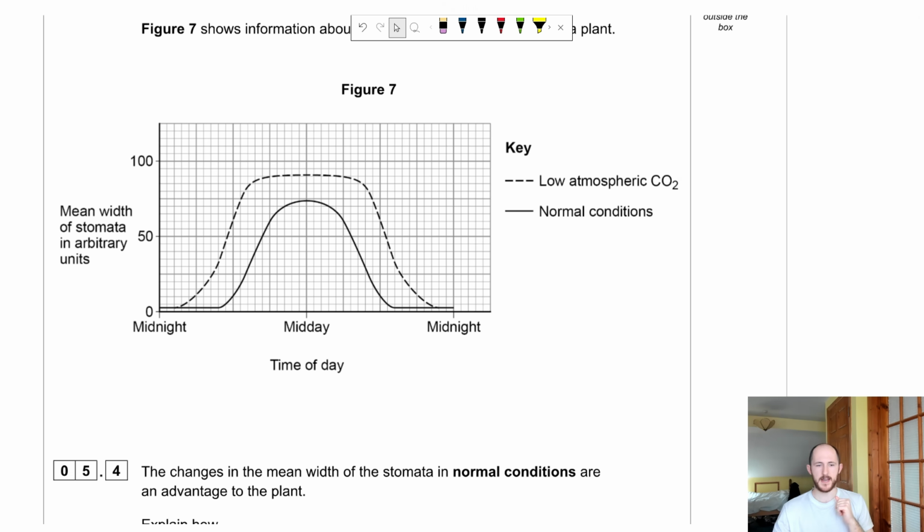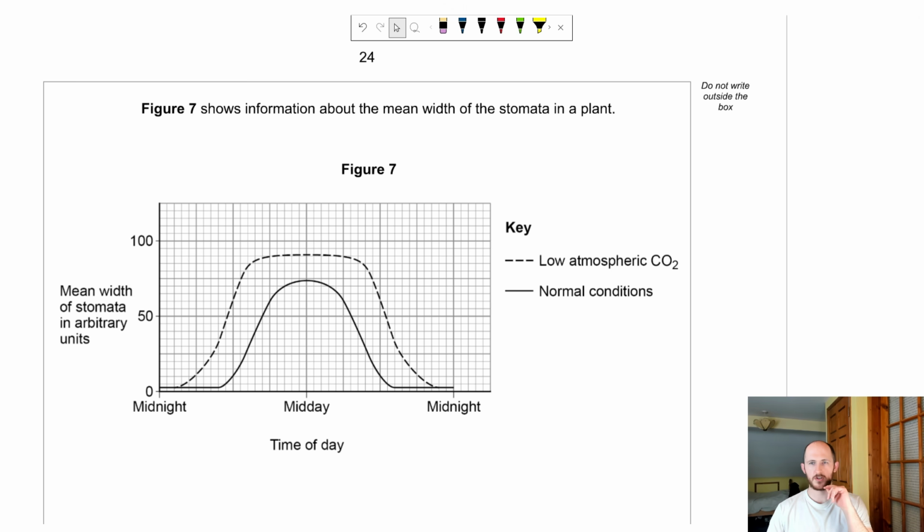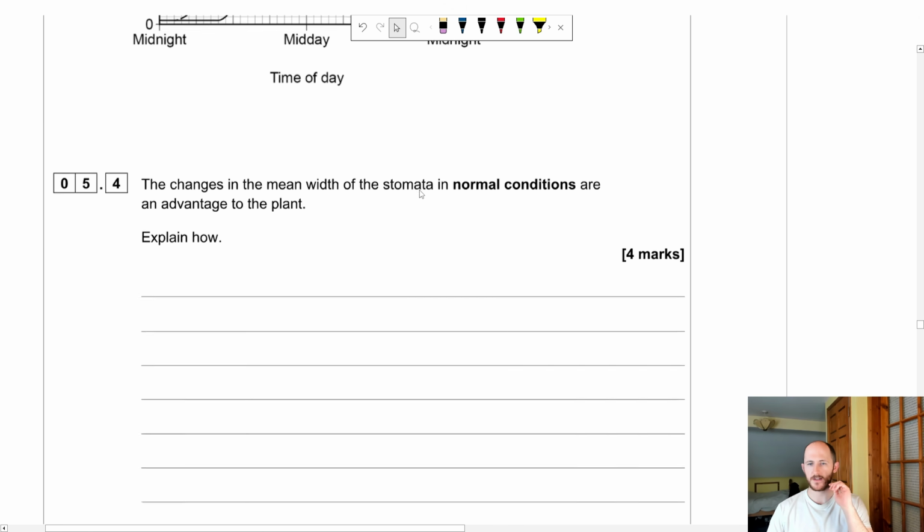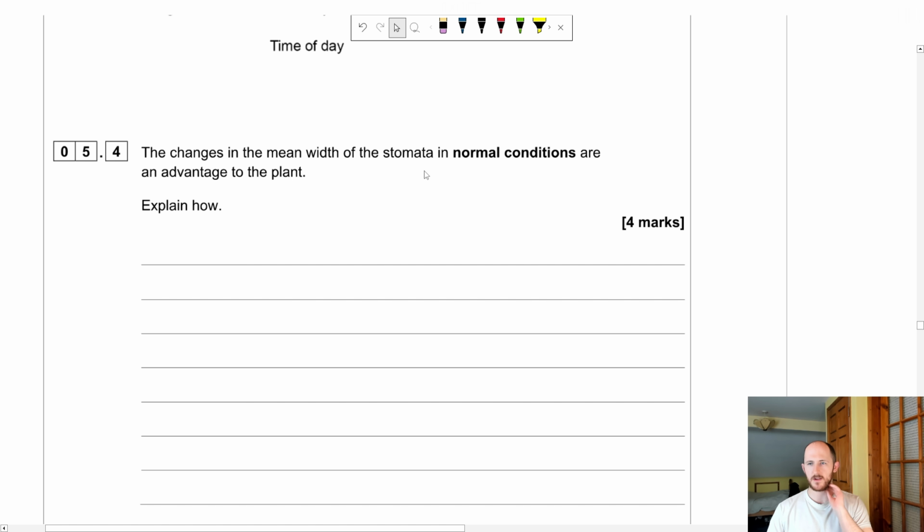And what is next? We have a figure. So going on to this question, we have figure 7 shows information about the mean width of the stomata in a plant. Changes in the mean width of the stomata in normal conditions are an advantage to the plant. Explain how. So this is simply talking about the reason why the stomata opens and closes in the first place.